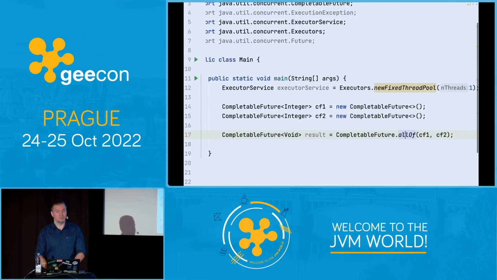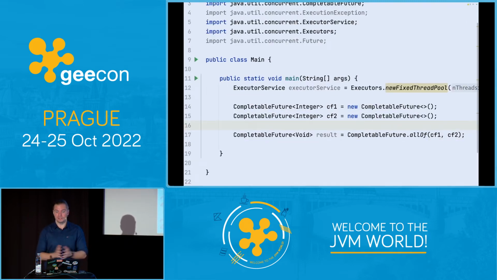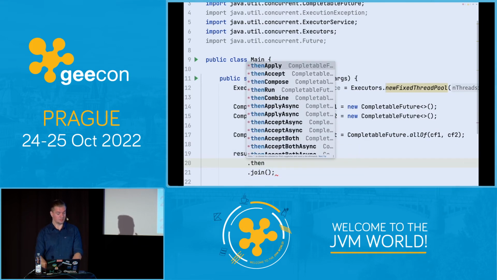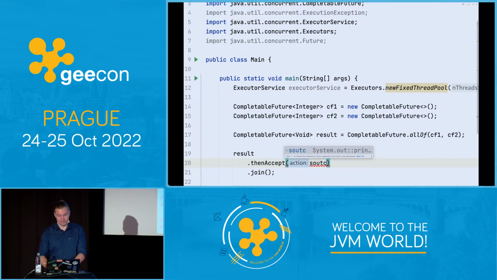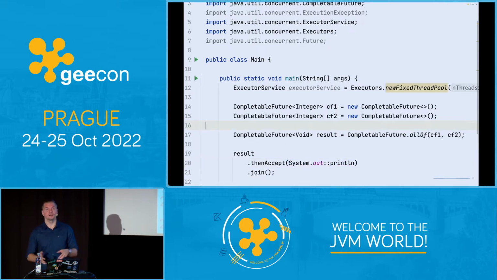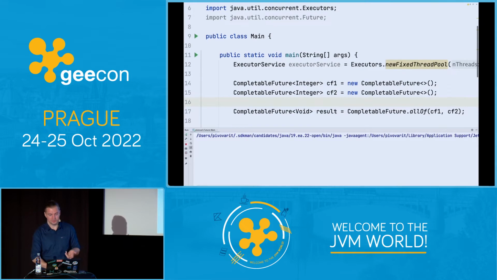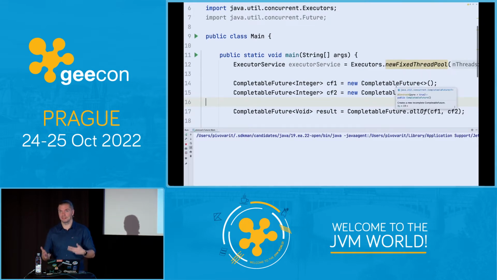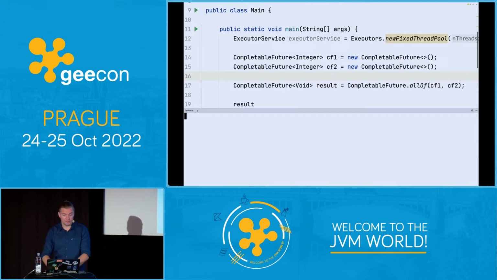So let's have a look if that actually works. We have that result over here. We can call .join. But before we call .join, let's call thenAccept, which allows us to print out the content of the future. Since these are two raw futures that are not completed by anything, we have a deadlock, effectively. So let's make sure that those complete somehow.